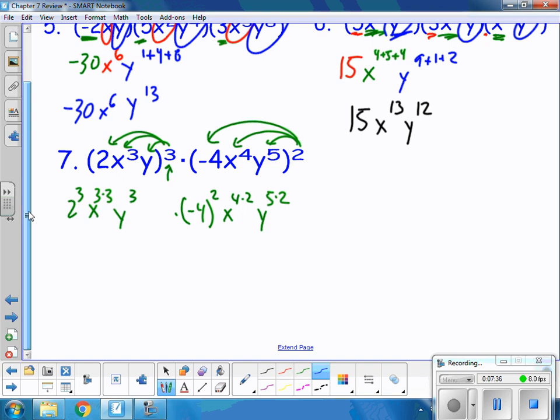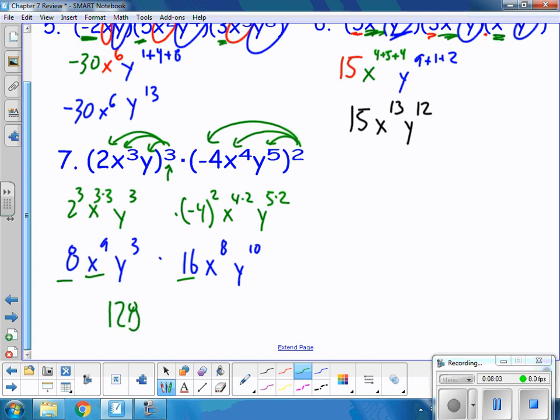And simplify all these. 2 to the 3rd power, I end up with 8. X to the 9th, y to the 3rd, times negative 4 times negative 4 is going to get me to 16, times x to the 8th, times y to the 10th. I do some combining of like terms, so actually it's multiplying, not even adding them. So 8 times 16, I end up with 128.